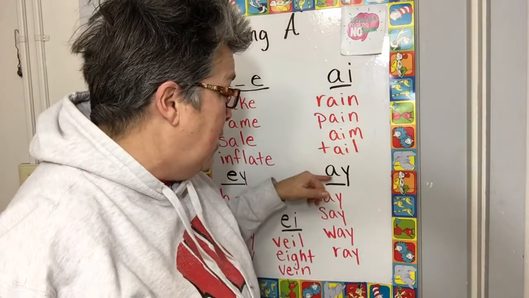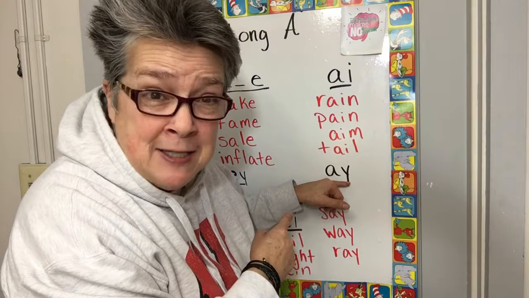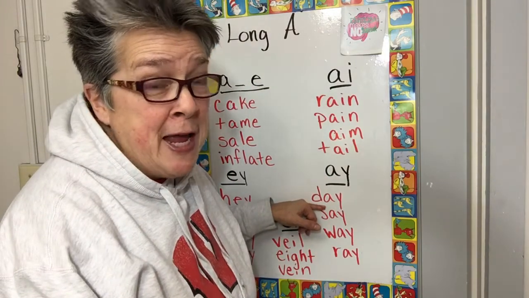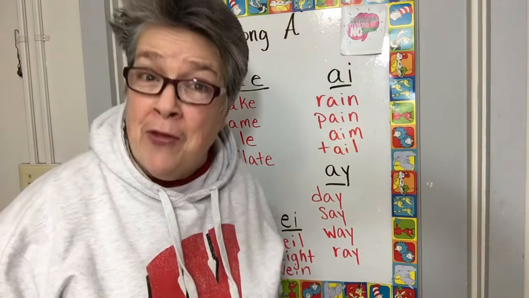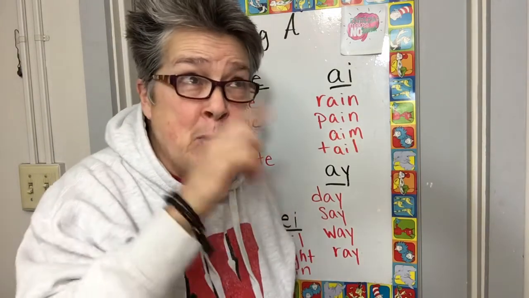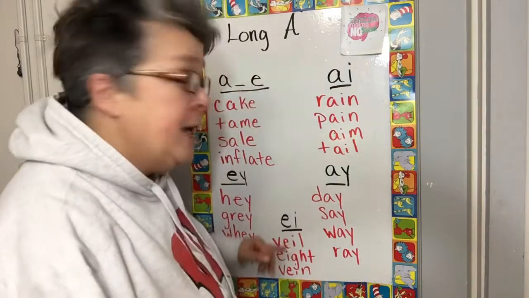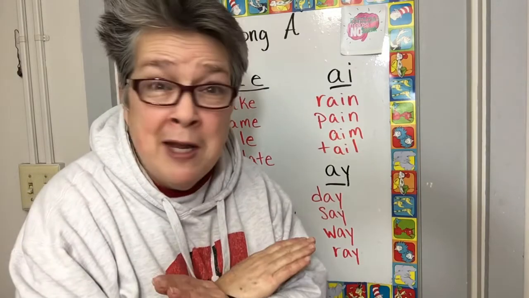Then we have A-Y. Y is a sometimes vowel, but here it's a consonant. A-Y. Day. We all know the word day. Say, way, and ray. Okay? That has the long A sound too. O-K-A-Y. Okay, got it.